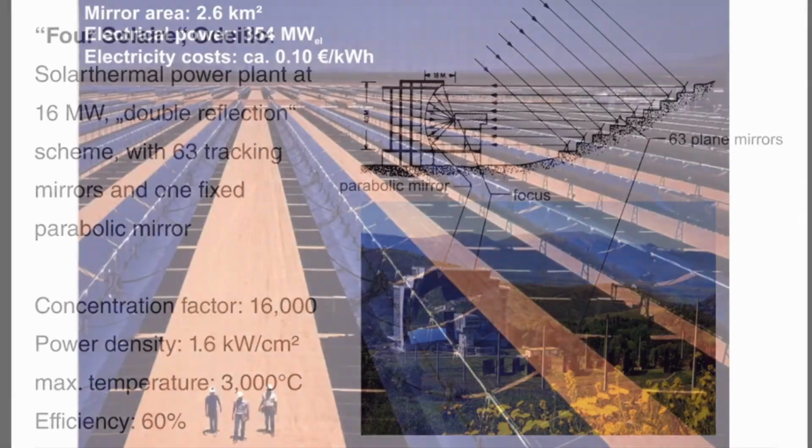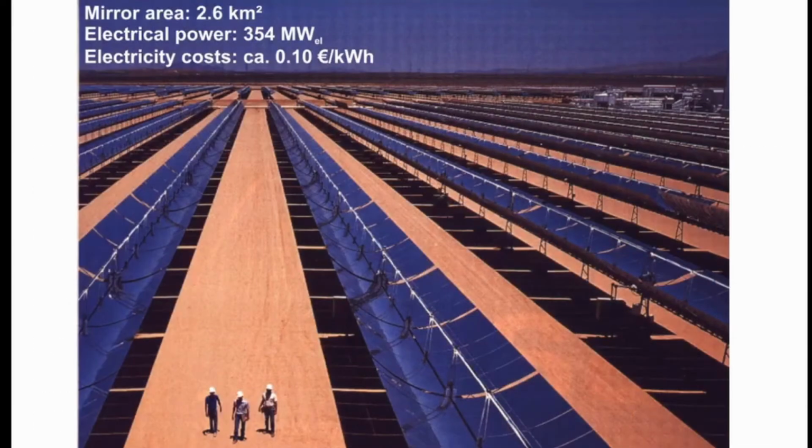A bit newer example is from 1985 in the Mojave Desert in California in the United States. It was built during the government of Jimmy Carter. It was for a very long time the largest solar energy plant in the world. In the end stage, it had about 354 megawatts electric with a mirror area of 2.6 square kilometers. Interestingly, the mirrors were not made in the United States. They came from Germany, from the company Schott. They require a lot of cleaning because there's sand and so on, so the operating costs are relatively high.